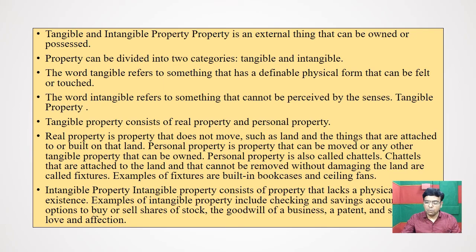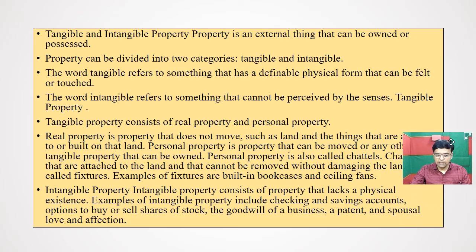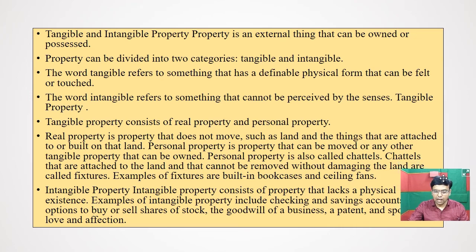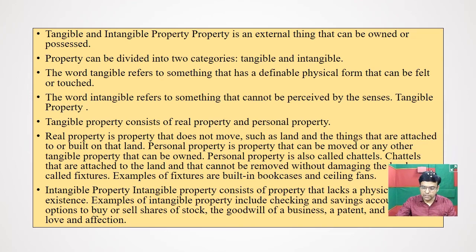Intangible property consists of property that lacks physical existence. Examples of intangible property include checking and savings accounts, options to buy or sell shares of stock, the goodwill of a business, and a patent.